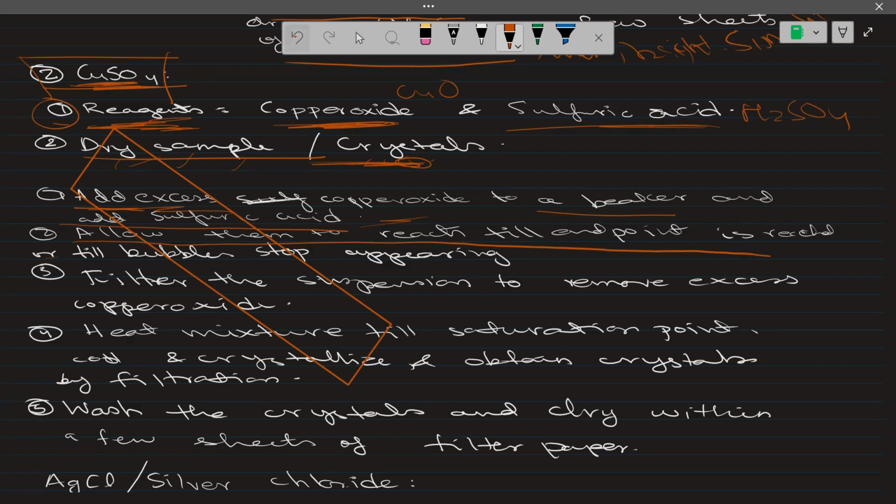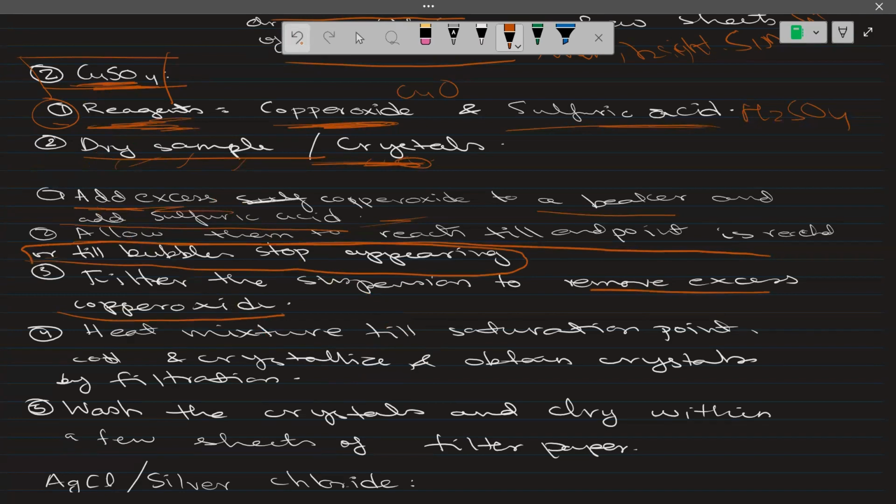Now what? Filter the suspension to remove excess copper oxide, because you have added excess. The excess which does not react with the sulfuric acid will be removed by filtration. Then the solution which we got, we will heat till saturation point and crystallize, and obtain crystals by filtration. Then we'll wash the crystals and dry within a few sheets of filter paper or in an oven or in bright sunlight.